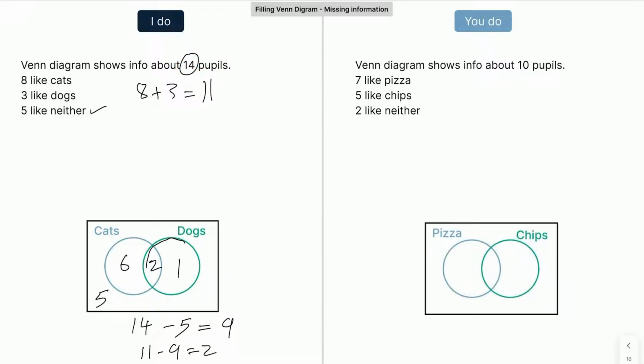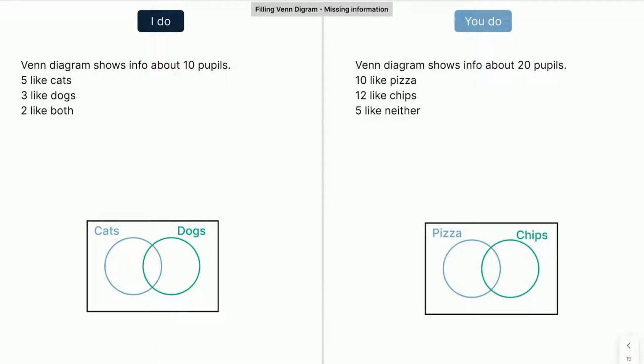So the way I'd start this is I'd put the 2 there. Now I know there's 10 pupils, so 10 minus 2 gives me the 8. So we know there's 7 like pizza and 5 like chips, so that gives us 12. Now to find the overlap, I'm going to do 12 minus 8, that gives me 4. And now that you have the overlap, I've pretty much solved the question. So reading it, 7 like pizza, so that's going to be 3 there. 5 like chips, so that's going to be a 1 there.